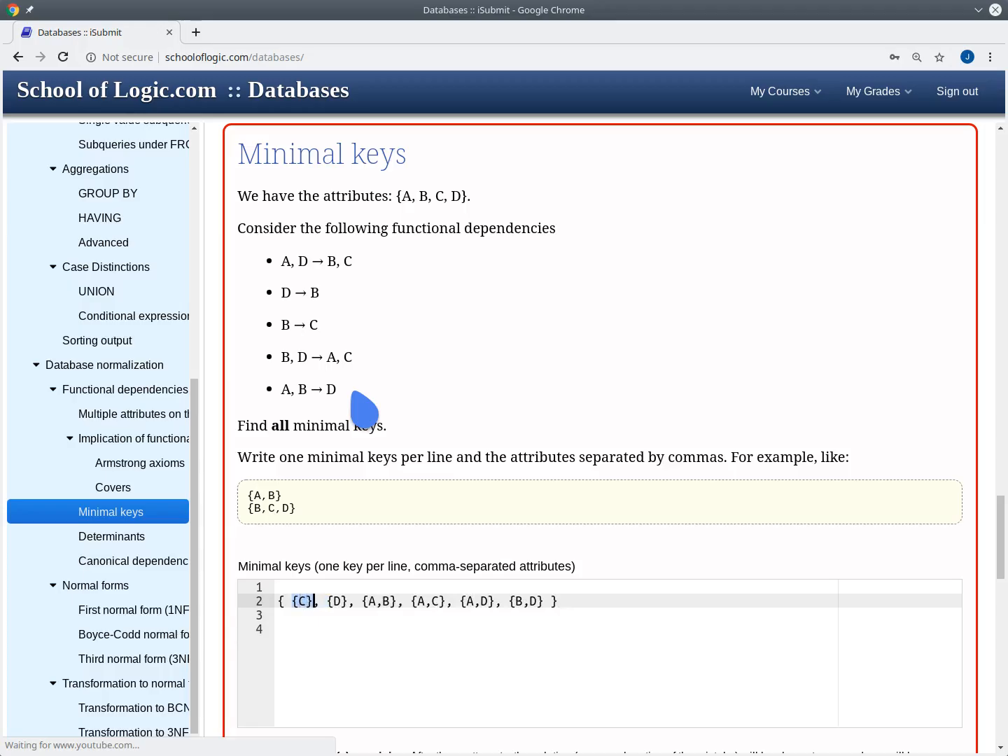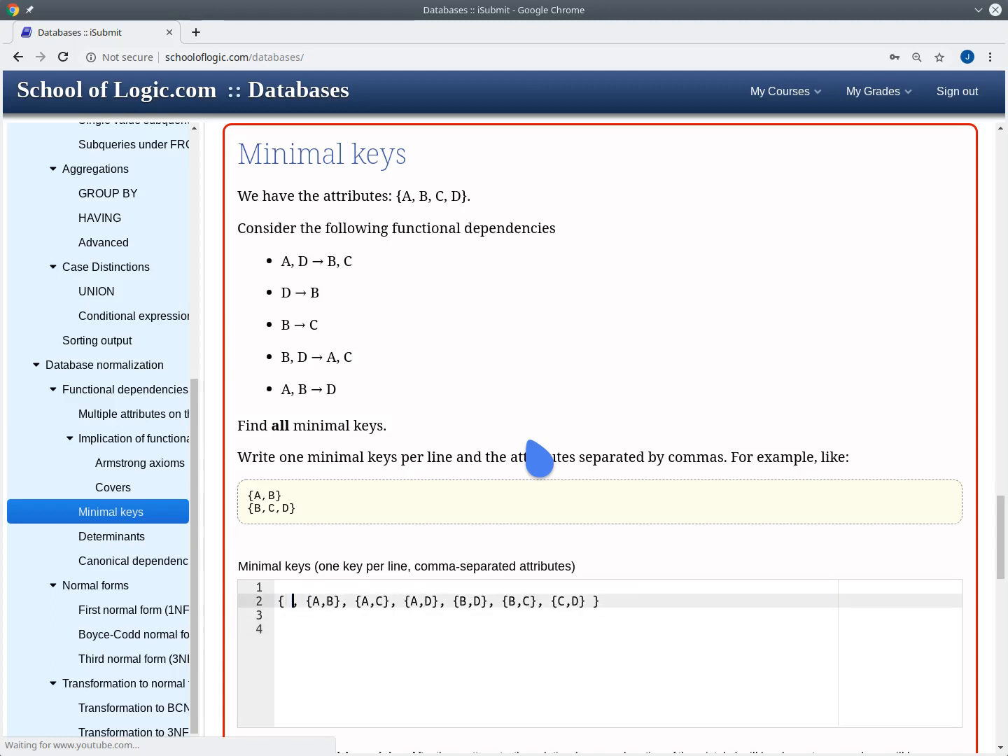Okay, we pick our next candidate, C. We compute the cover of C. We get C. What else do we get? Nothing is applicable, so we just get C. So we have to extend C with all of the attributes. CA we already have. CB we do not have yet. So we get BC. We get CD.